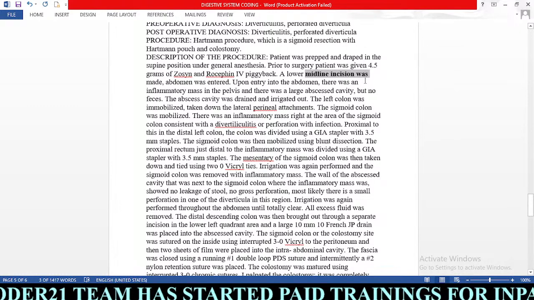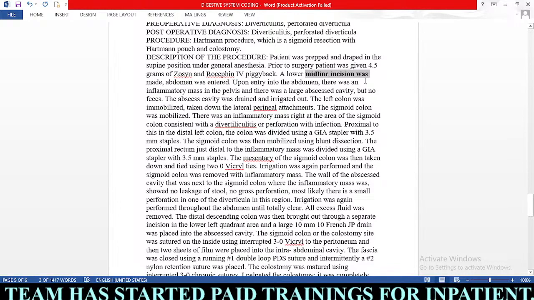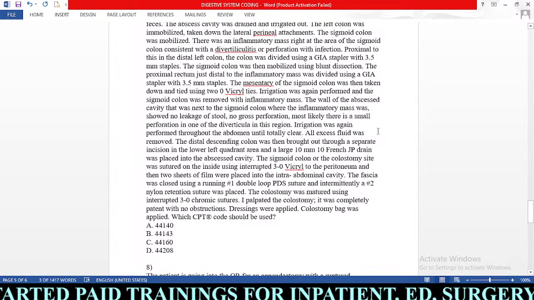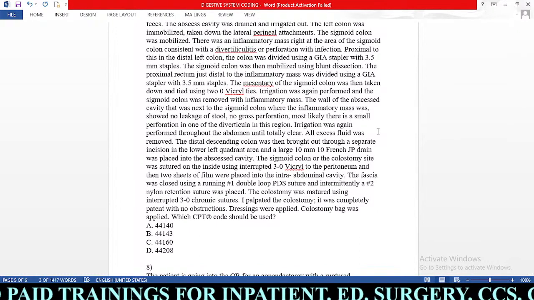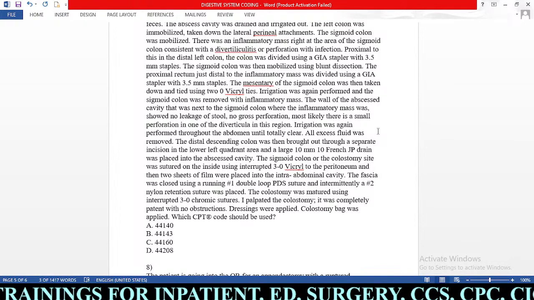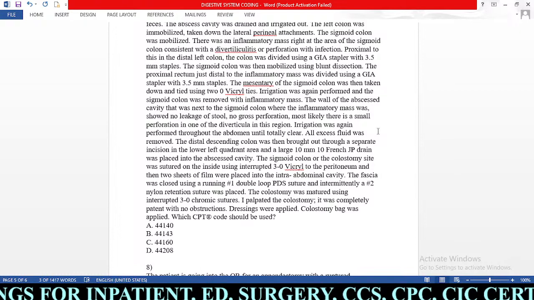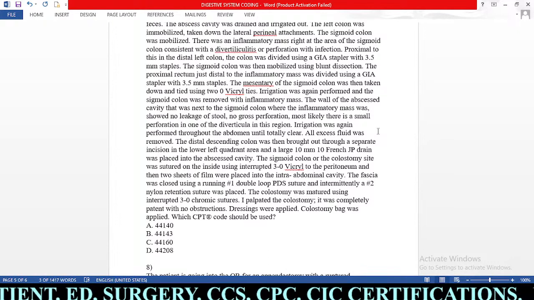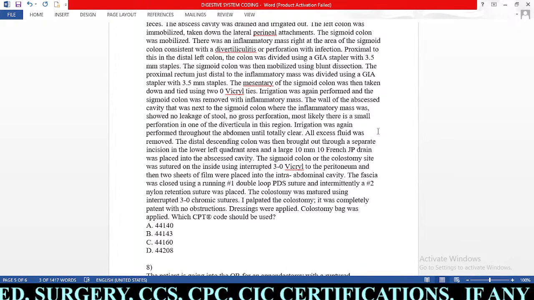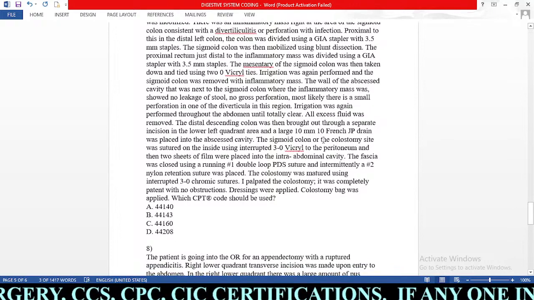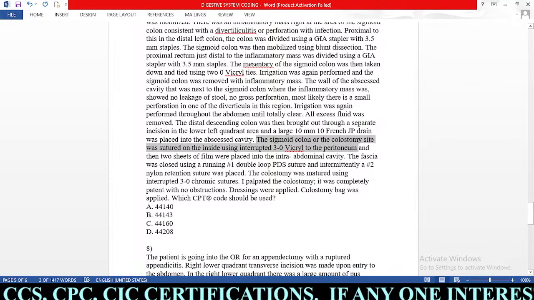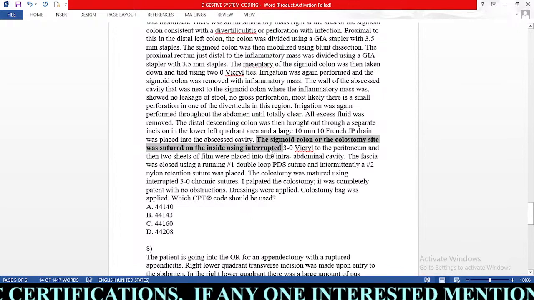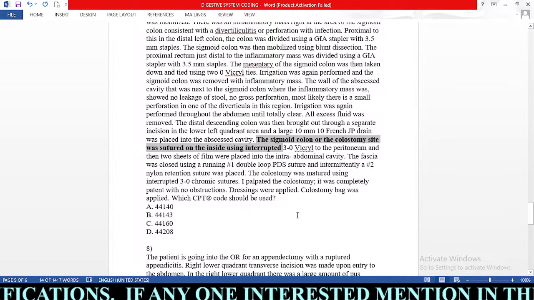So directly we will eliminate 44208, as it is for a laparoscopic procedure, but the physician has performed an open procedure. Now we will check 44140. See here, the sigmoid colon or the colostomy site was sutured inside. So the physician has performed the colostomy also here. We will check 44140.